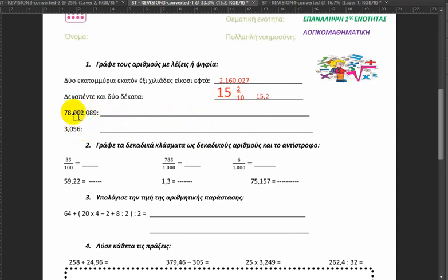Now, here we have 78,002,089, which in Greek would be 78 εκατομμύρια 2,080. And the last one is 3.056.